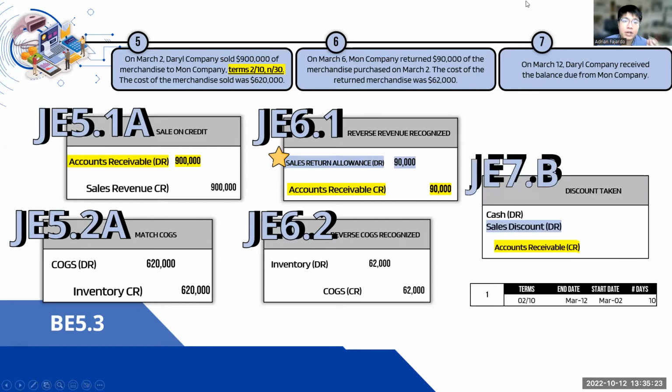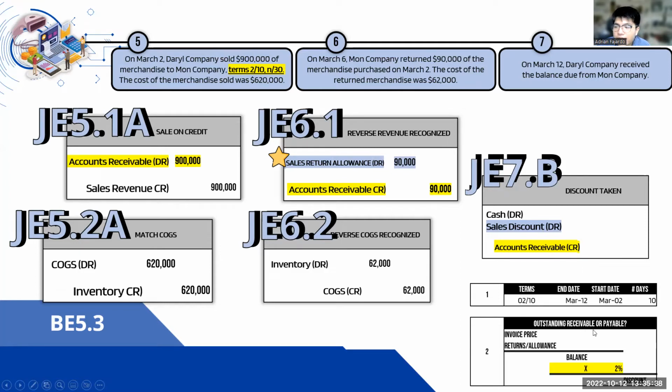So again, memorize that the compound journal entry for sales discount is debit cash, debit sales discount, credit AR. So now we need to find the values. And for discount, ang pinakamadaling unahin would be our accounts receivable. So let's solve for our outstanding receivable. So we get our invoice price of 900,000 and then subtract the portion of this because some of them were returned. So we get an outstanding of 810,000, which would represent our accounts receivable.